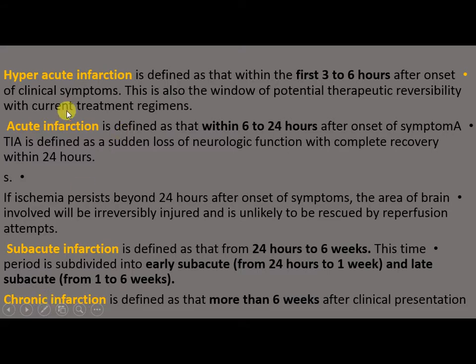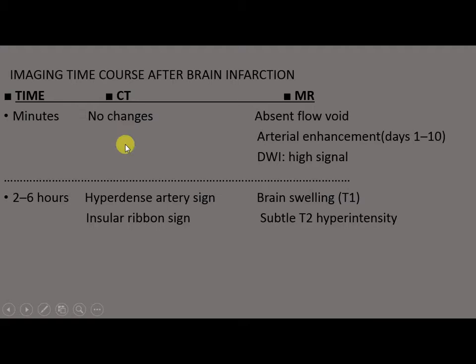We have so many terms like TIA, which is defined as a sudden loss of neurological function with complete recovery within 24 hours. Imaging time course after brain infarction: when infarction occurs, within the first minutes the CT shows no change. So CT is normal within the first minutes of infarction.